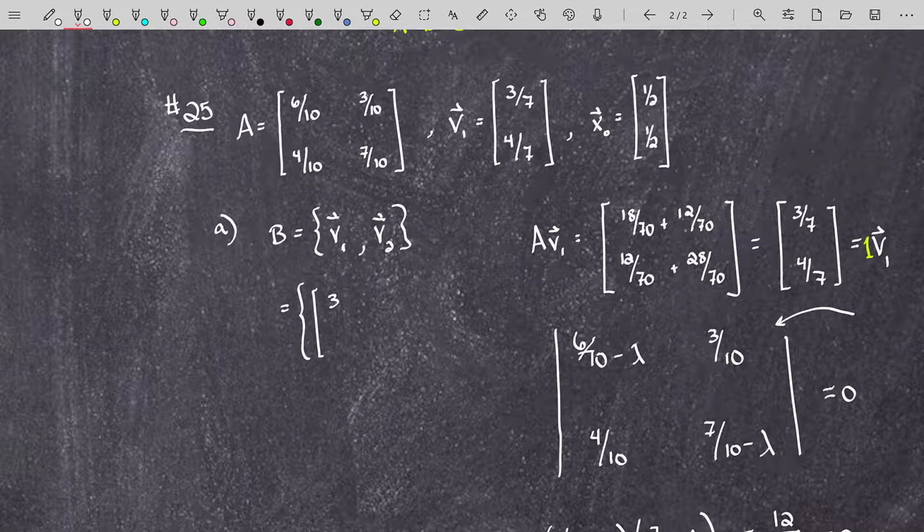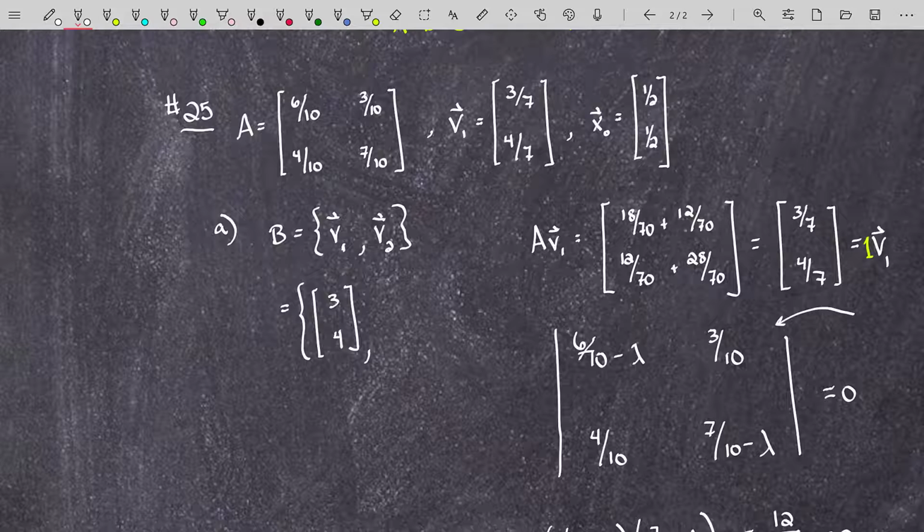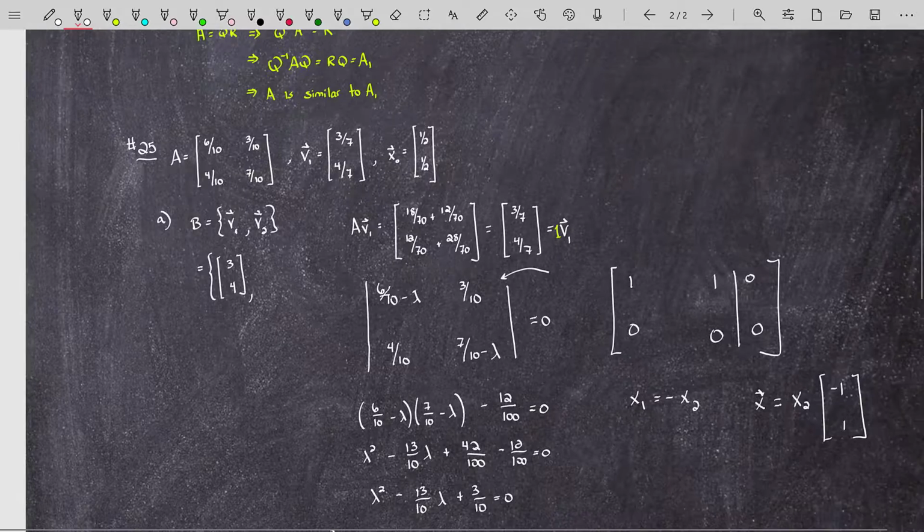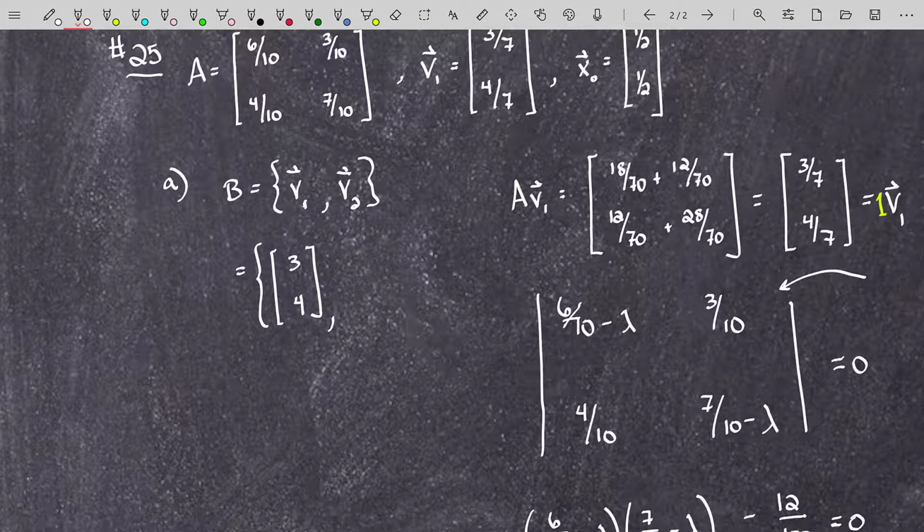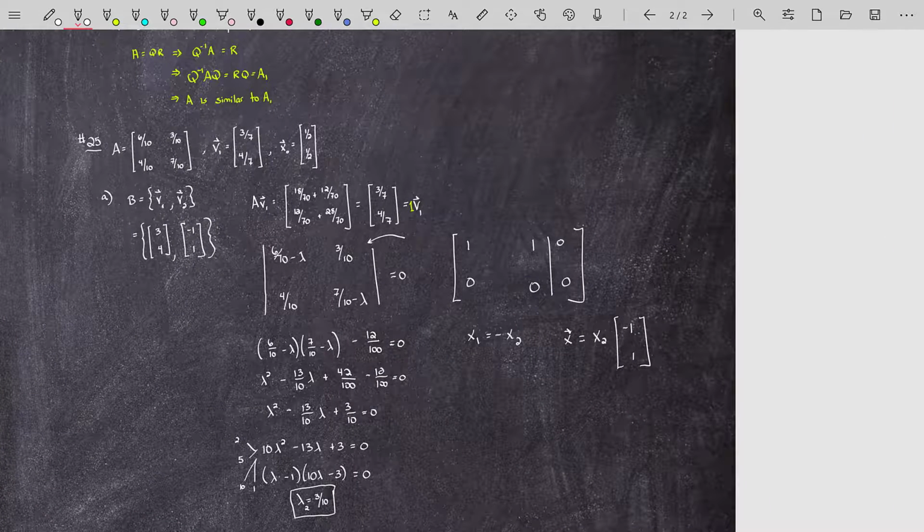Remember, a scalar multiple of an eigenvector is still an eigenvector. So I'll just write it as 3, 4 and negative 1, 1. They might want us, and actually it might be beneficial, I'm guessing, to leave it as 3/7, 4/7. But for right now, I'm just going to call it 3, 4. All right, so that was a lot of work for part A, right?